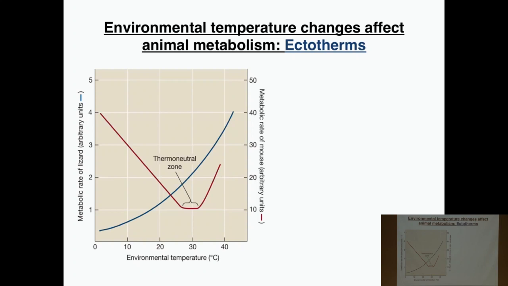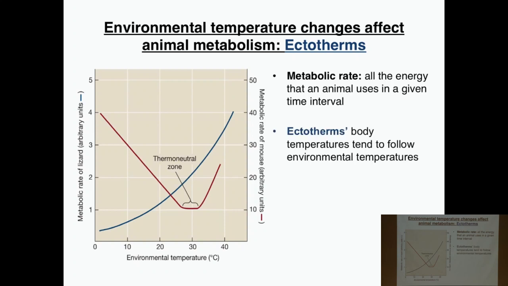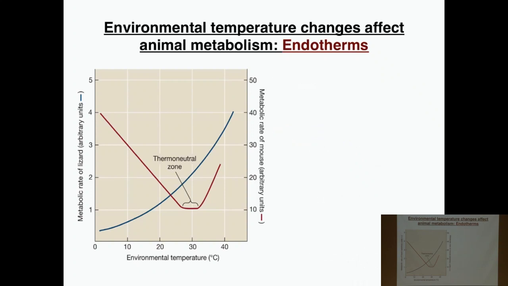Okay, so now let's focus in on ectotherms, right? So this is like the lizard that we had here, focusing on this blue line. So an animal's metabolic rate is just all of the energy that the animal is using in a given time interval. Ectotherms' body temperatures tend to follow environmental temperatures. And since most metabolic processes have a Q10 value of about 2 to 3, that means that metabolic rate changes as body temperature changes. So they're both going to go up together. And so an ectotherm's metabolic rate rises as the environmental temperature increases.